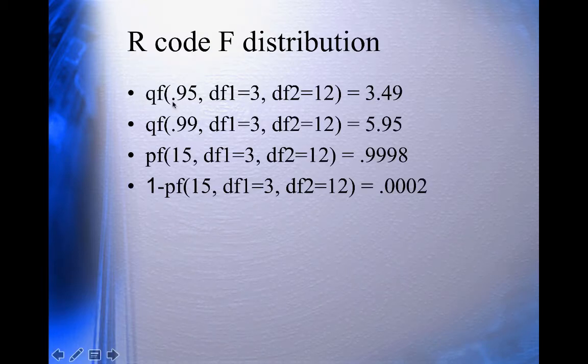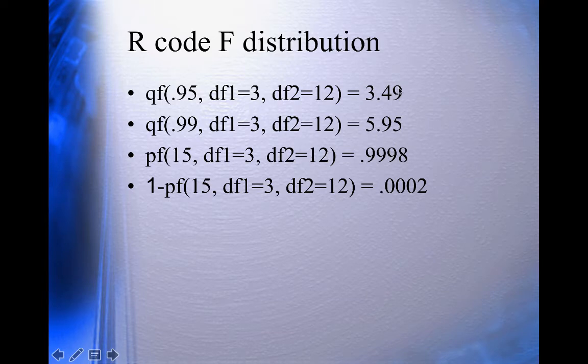Okay, our code for the F distribution. So here's quantiles for the 95th percentile with 3 and 12 degrees of freedom. That's 3.49. Same deal if we're going up to the 99th percentile with 3 and 12, that's 5.95. If we have a value of F of 15, so now we're going from quantiles to probability. So we have a value of 15 and 3 and 12 degrees of freedom. We're at 0.9998, and the p-value that you would report for that would be 1 minus the probability of F for an obtained value of 15 with 3 and 12, which would be 0.0002, which is 1 minus that.